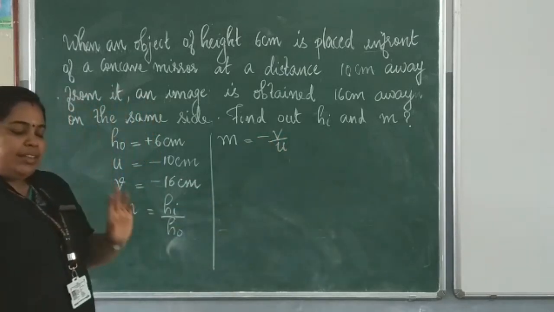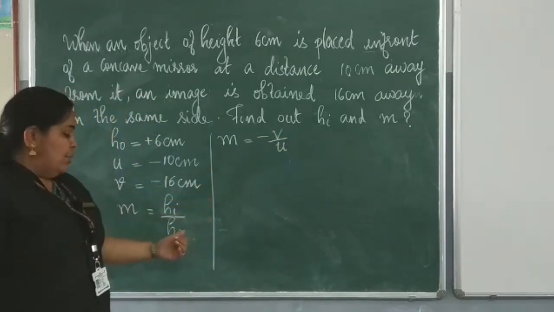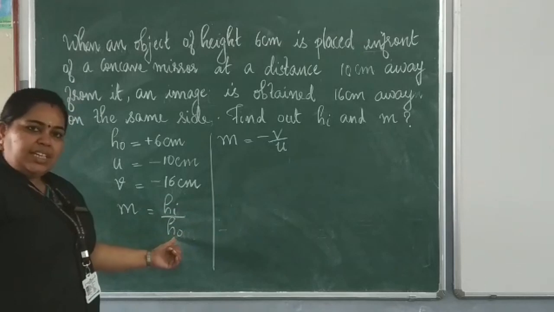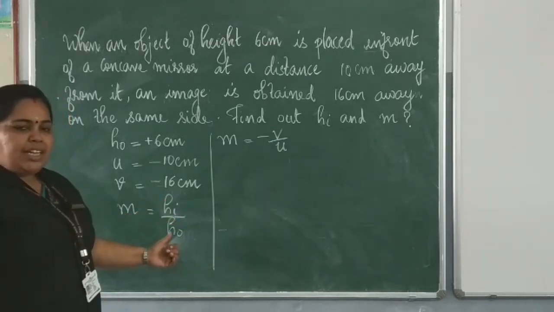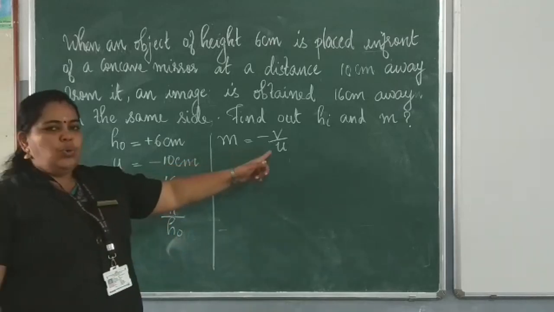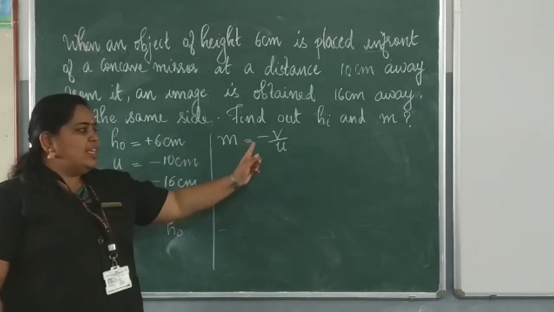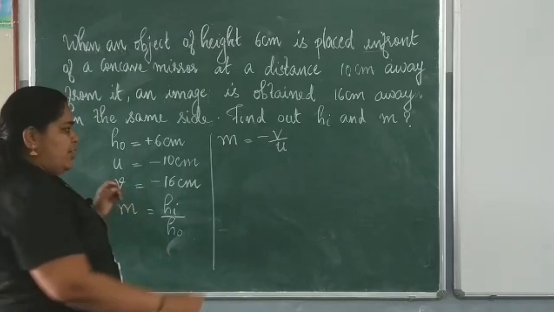Okay, so two formulas have been given for this. If we had got the height of the image here, what could we do? We can use this formula. Here the height of the image is not given, so we have to use this formula. M is equal to minus v by u.